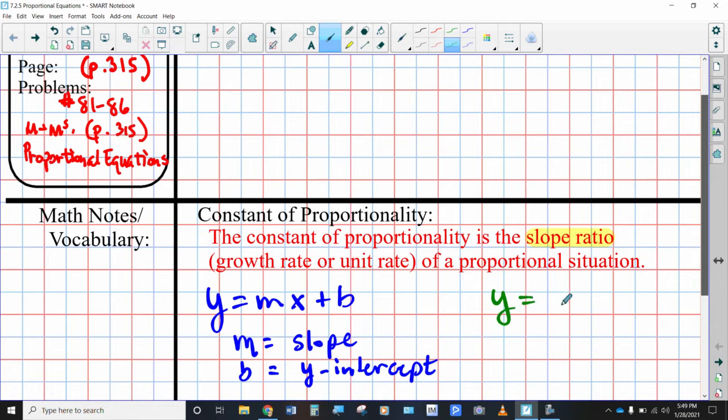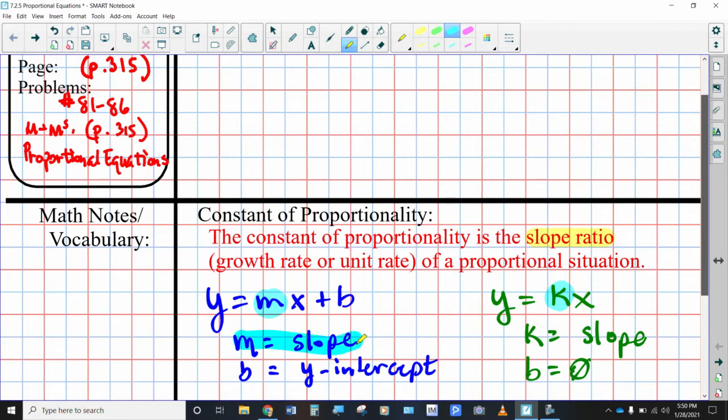So we often see a proportional equation in the form of y equals kx. Notice that there's no y-intercept here. That's because b, in this case, is equal to 0, and k is taking the place of m for our slope ratio, and they are the same thing, right? Right there, that's a growth rate, that's a growth rate. So m is the slope, k is the slope. They often call, in a proportional situation, the slope the constant of proportionality.